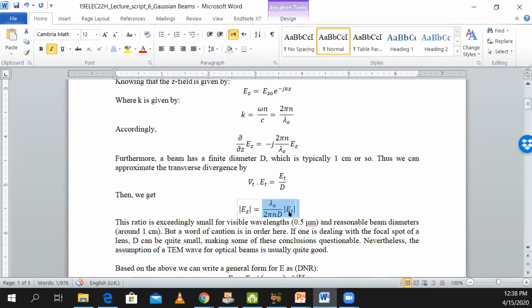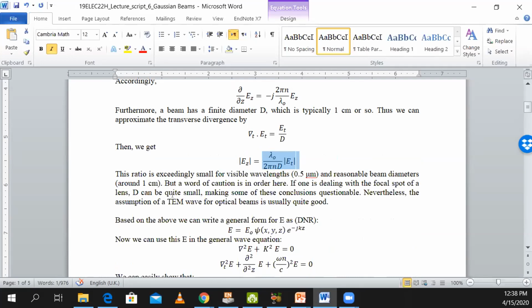So, considering your light as a TEM wave is limited to the assumption that your beam width is much greater than the wavelength of your light. This is very important, my dear. So now we have an electromagnetic wave.